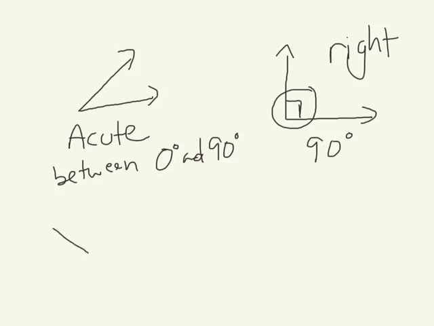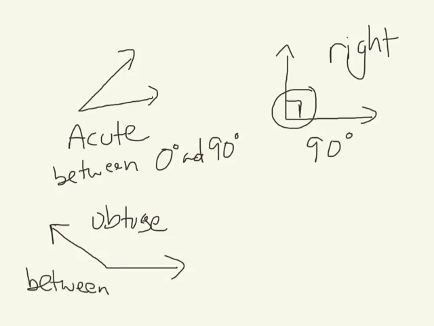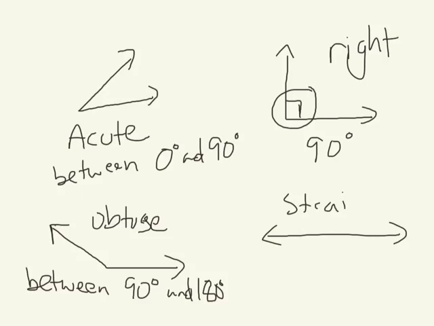Next we have an obtuse angle. And an obtuse angle is between 90 degrees and 180 degrees. And our final angle is called a straight angle. And this angle is exactly 180 degrees.